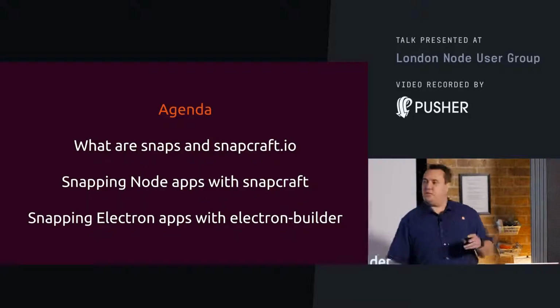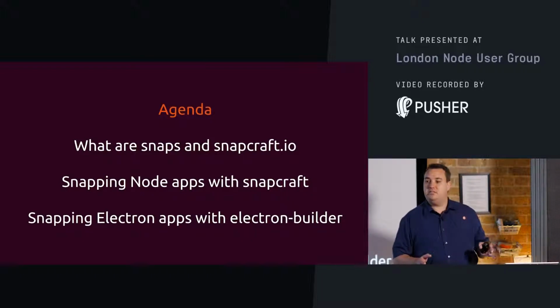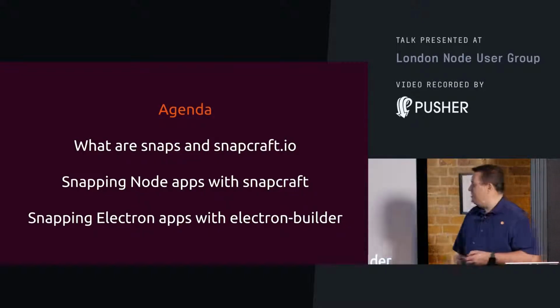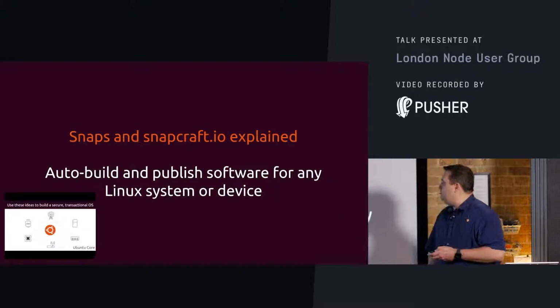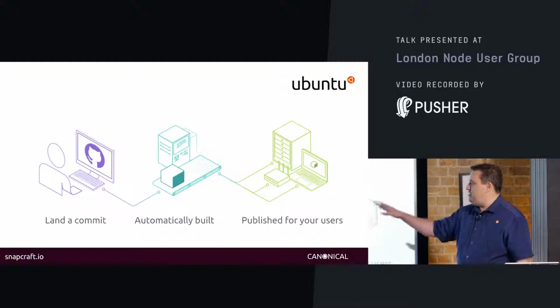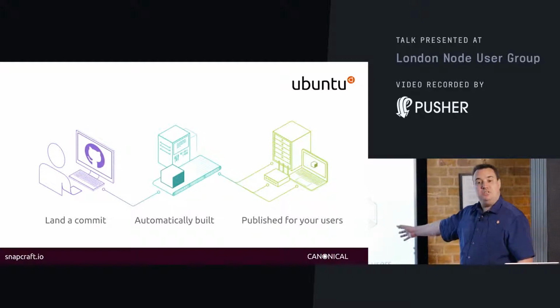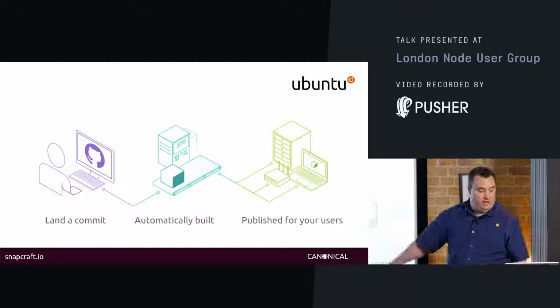So again, another question. Is anyone here working with Electron apps and knows what Electron Builder is? So, hands up, Electron app developers. Okay, that's a good number of you. And those of you, are you familiar with Electron Builder? Anyone? Yeah, you've heard of it? Okay. Well, I'll introduce Electron Builder as well. So this is the workflow we're going for here. The idea is that you commit stuff, it gets automatically built, and it gets published to your users. And I'll break down how all of that happens.